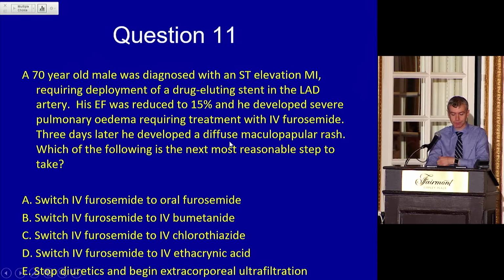So question 11. A 70-year-old male was diagnosed with an ST elevation MI requiring deployment of a drug-eluting stent in the LAD artery. His EF was reduced to 15% and he developed severe pulmonary edema requiring treatment with intravenous furosemide. 3 days later, he developed a diffuse maculopapular rash. Which of the following is the next most reasonable step to take?